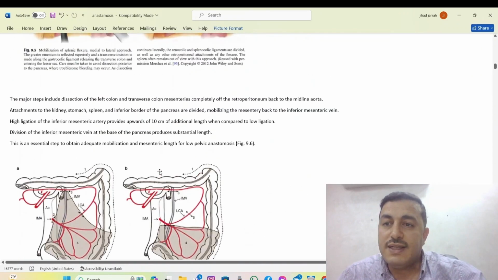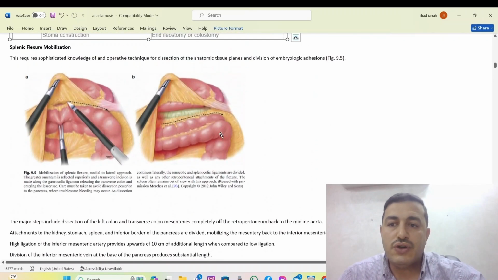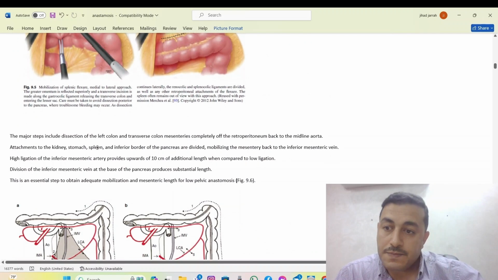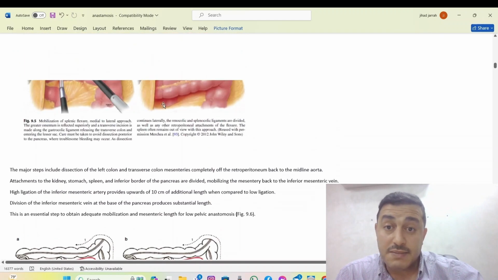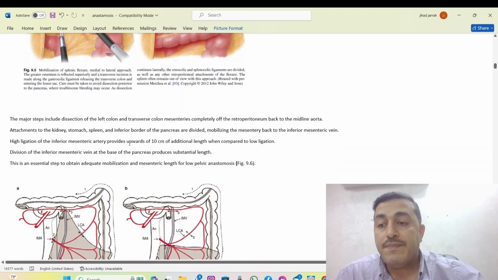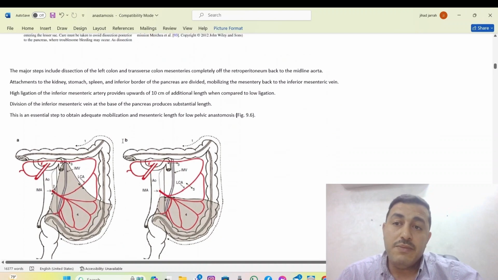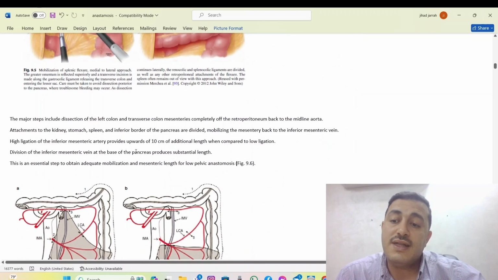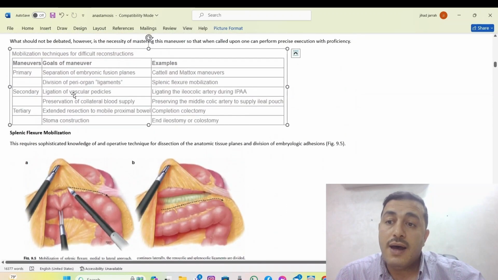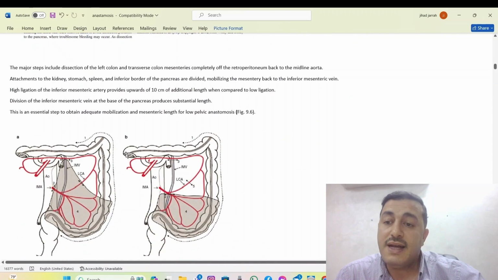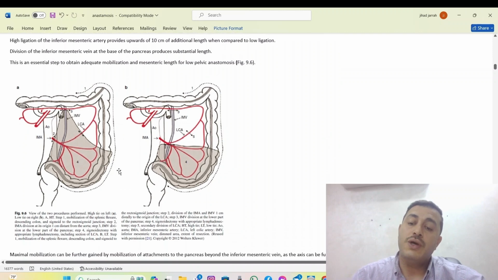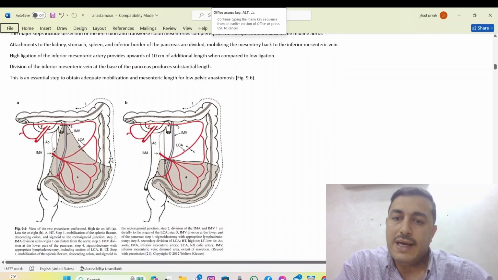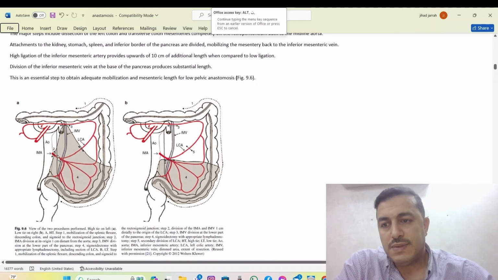Okay, let's move a little bit. We talked about the splenic flexure. We said it's not that extremely hard. It's not mandatory to see the spleen, by the way, on splenic flexure. Other maneuvers, which we classify here as secondary maneuvers, are the ligation of vascular pedicles. And here, you can see in this picture, we have high ligation and low ligation of the inferior mesenteric artery.